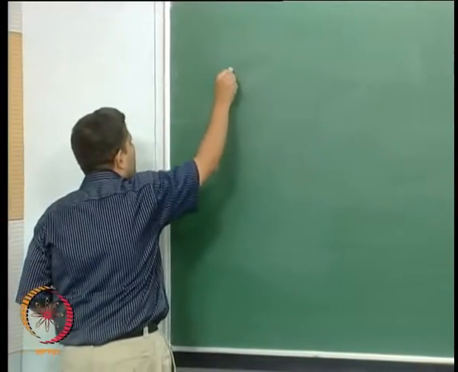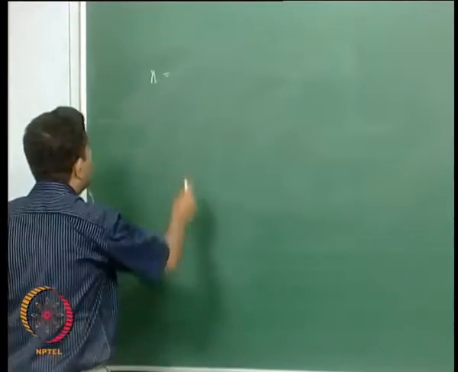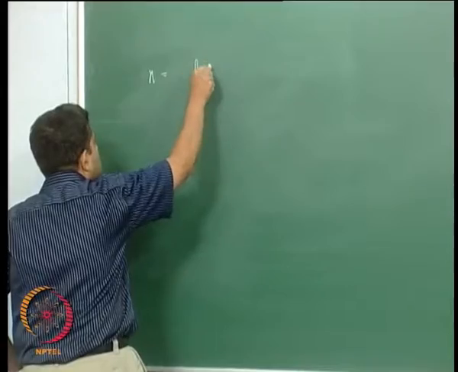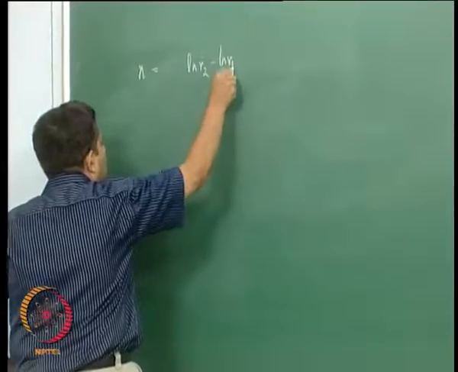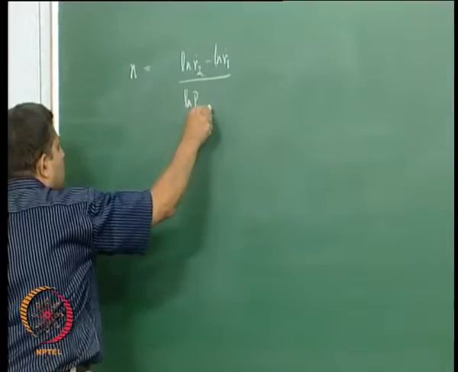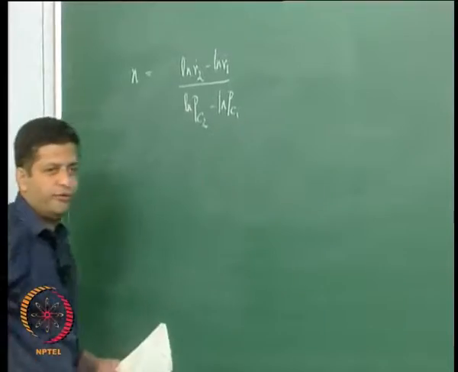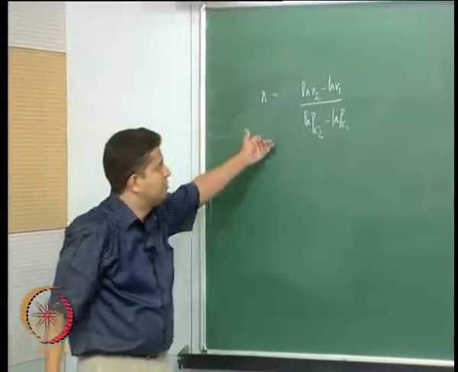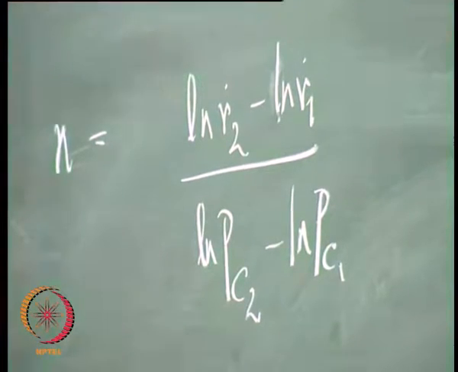n I can write as log r2 minus log r1 divided by log P2 minus log P1. Okay. So, that will give you the slope. So, that is, if you know the burn rate at two different pressures, you can calculate the slope in this fashion. It is nothing but discretization of that equation that we have written there.